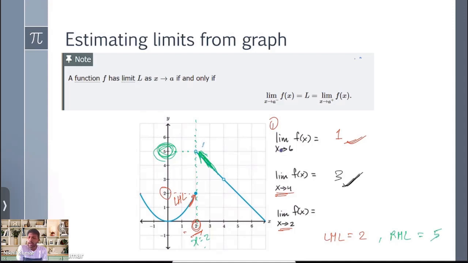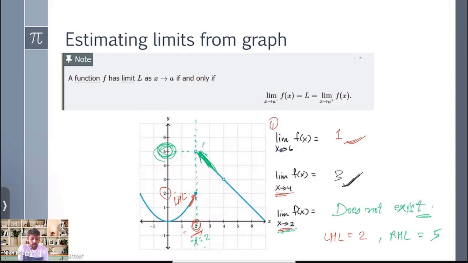Is the left hand limit coming out to be same as the right hand limit? The answer is no. That means one and one thing only, that the limit of this function does not exist at this point, at x equal to 2.